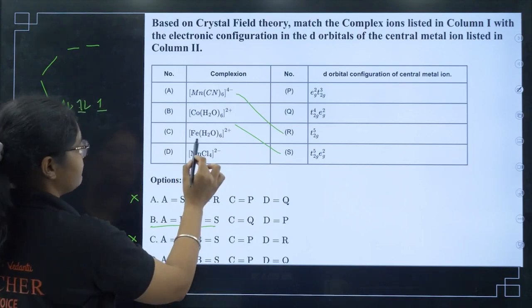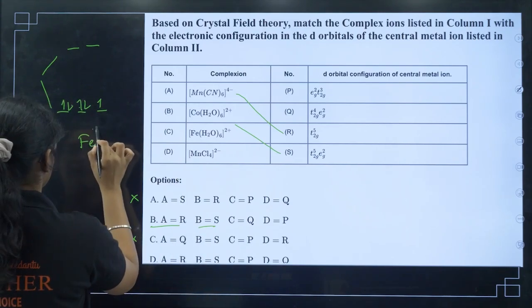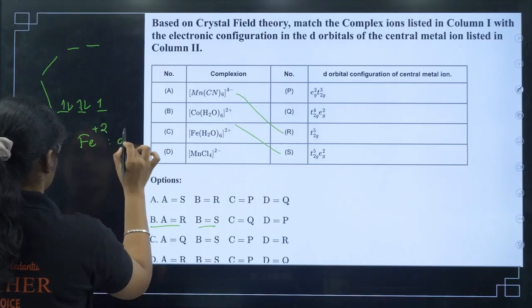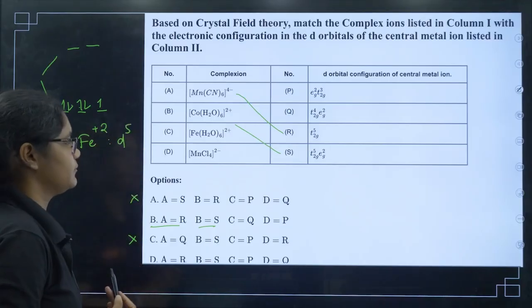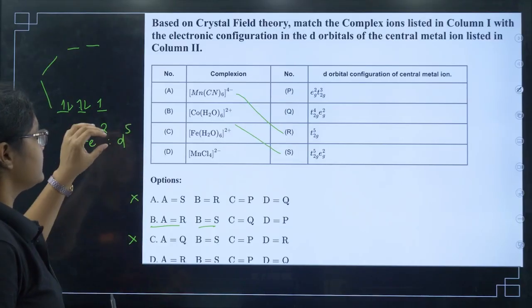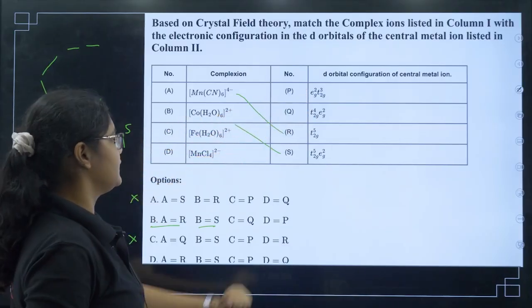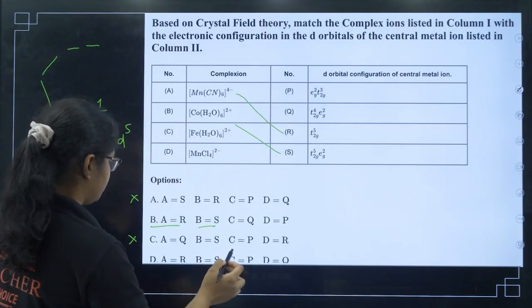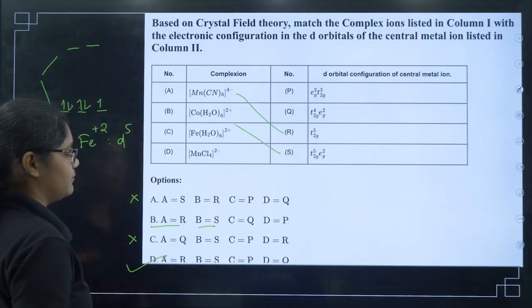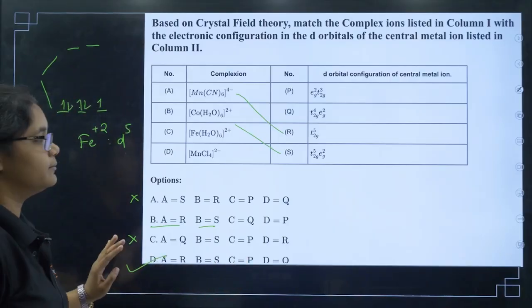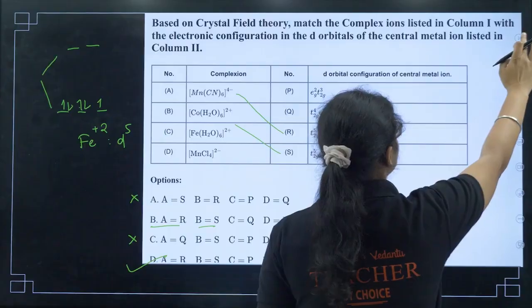Next, C, if I see Fe2+. Fe2+ will be d5 configuration. Now, if it is d5, it is a weak field ligand, so I will have t2g3 and eg2. So C has to be P, and that is your option number D here. Okay, so option number D is the correct answer.